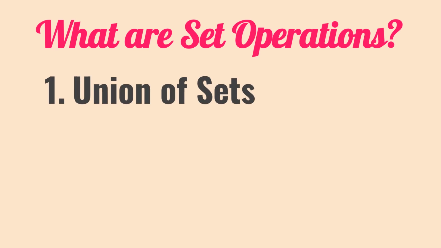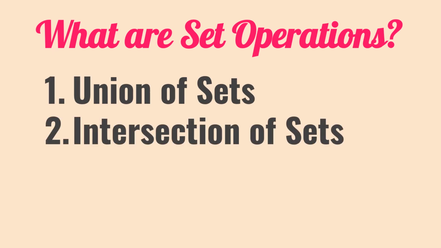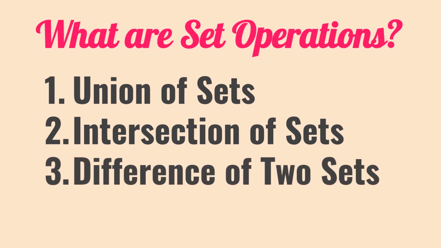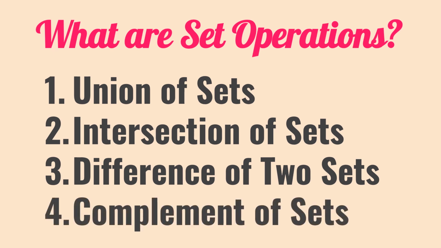Number 1, union of sets. Number 2, intersection of sets. Number 3, difference of two sets. And number 4, complement of sets.